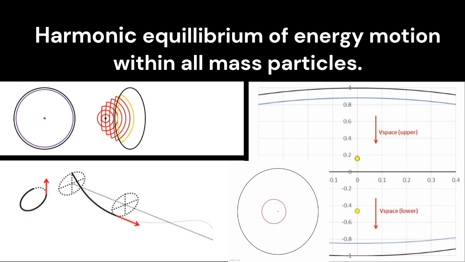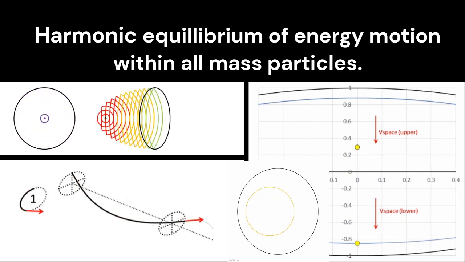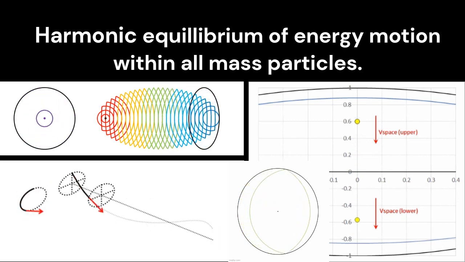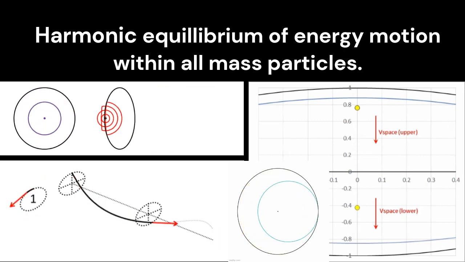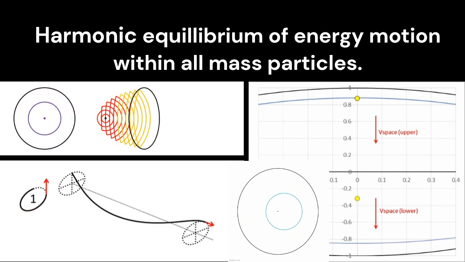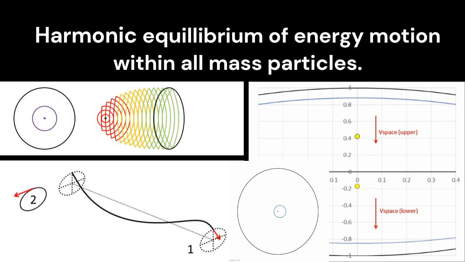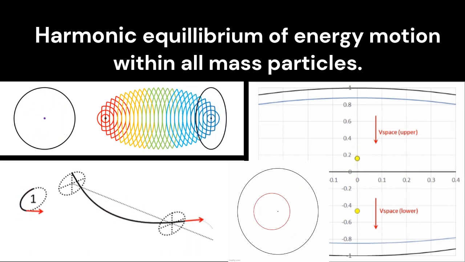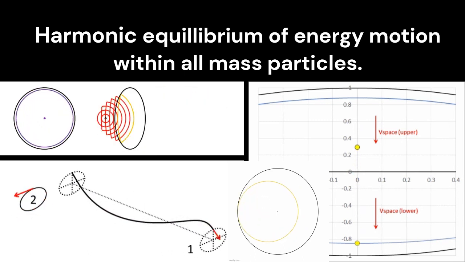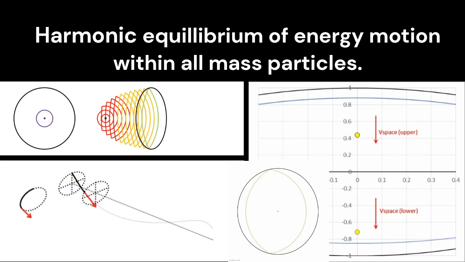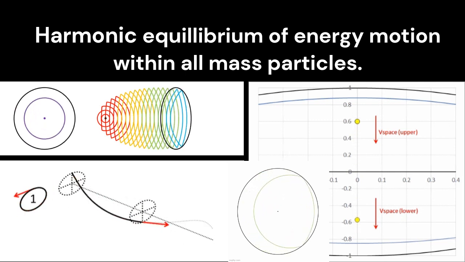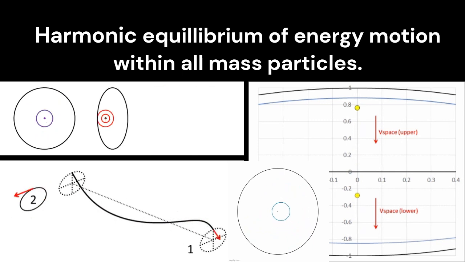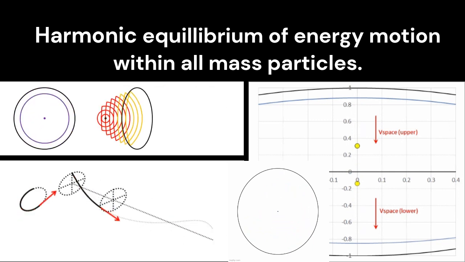This harmonic equilibrium of energy motion within masses is what gave us length contraction and time dilation in special relativity. And in our look at gravity, the ball drop, it was this lack of harmonic return to a different point which gave acceleration downwards to a dropped mass in a gravitational field.